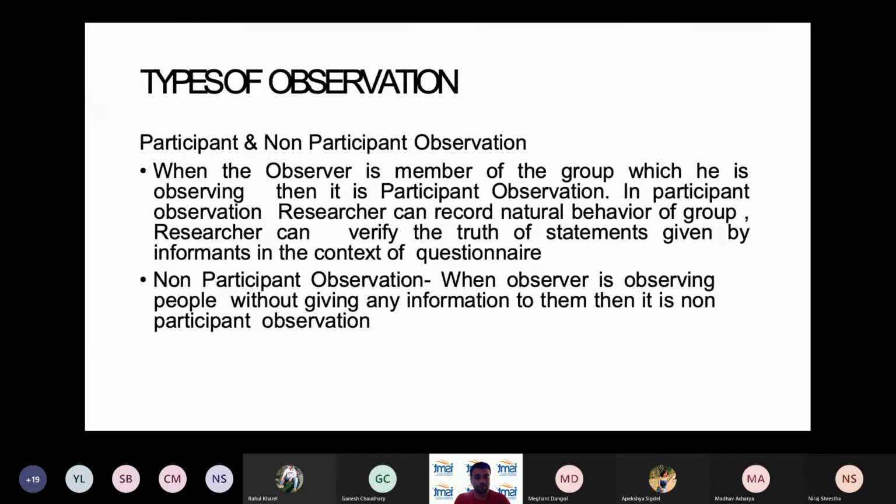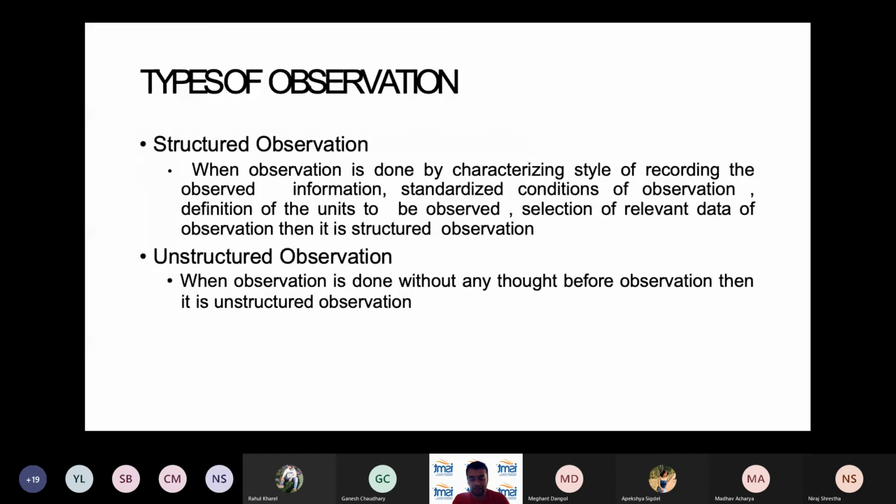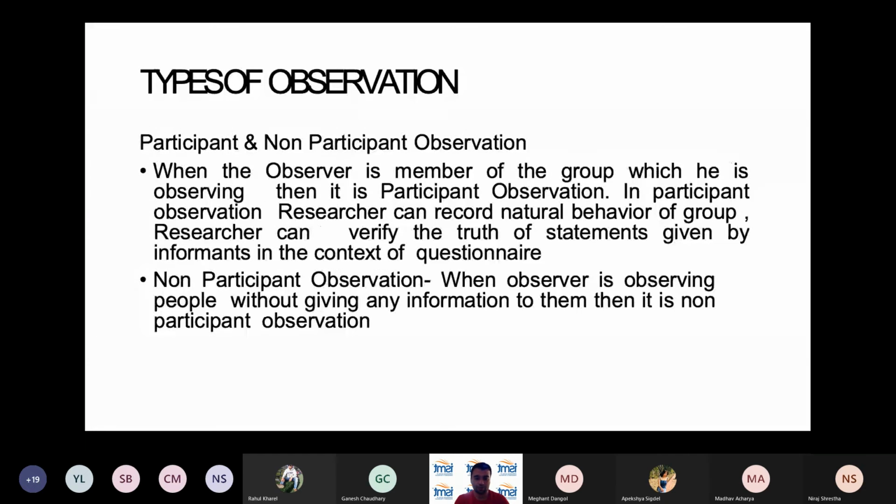Another is participant observation. Are you clear? If you are not clear on any aspect, you can ask me. I'm moving on because you know that part. If you are confused in any context, please ask me. Now, participant and non-participant observation.